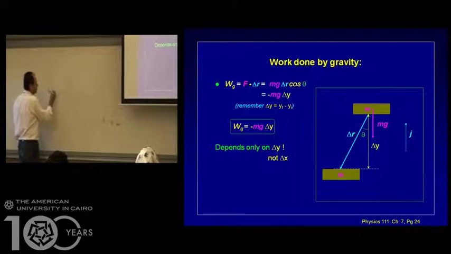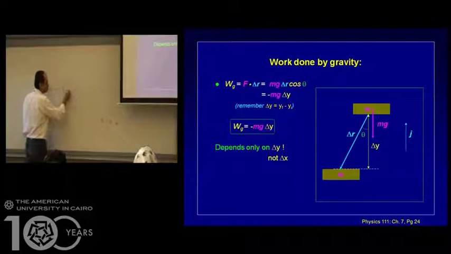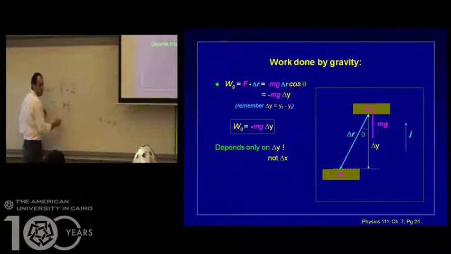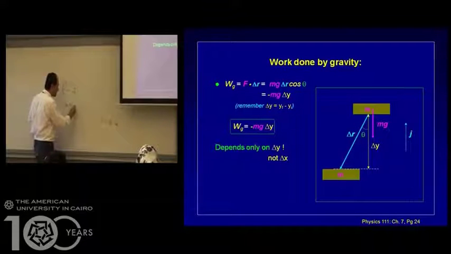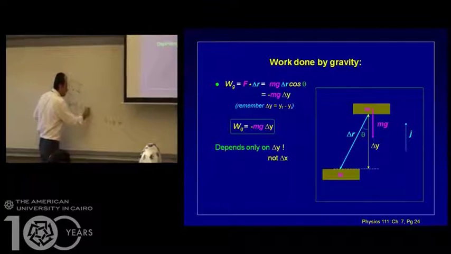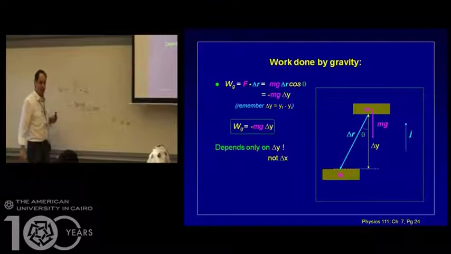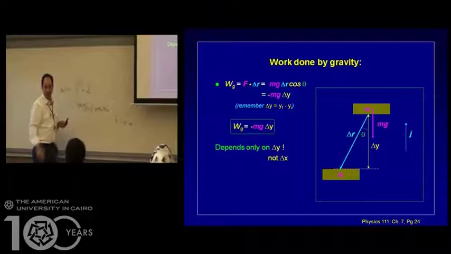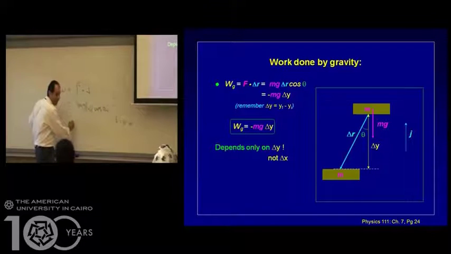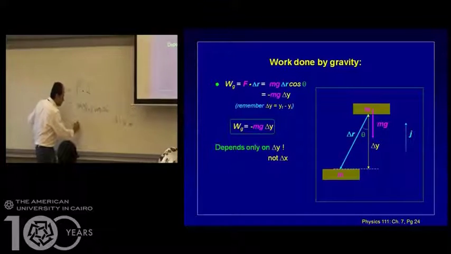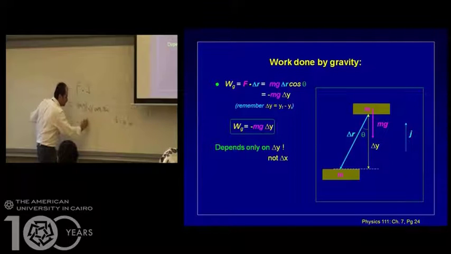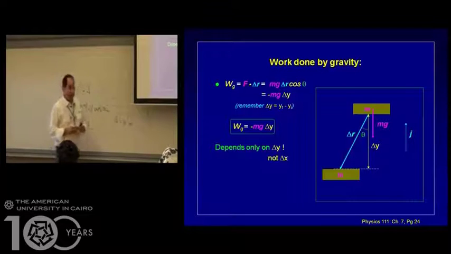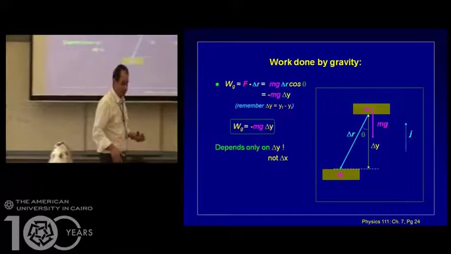the work done by gravity, in that case, is the force dot the displacement. The force is mg. The displacement is d times cosine of the angle between the two vectors. The angle between them is 180 degrees in that case, so the work done is going to be minus mg times d. d is the height.